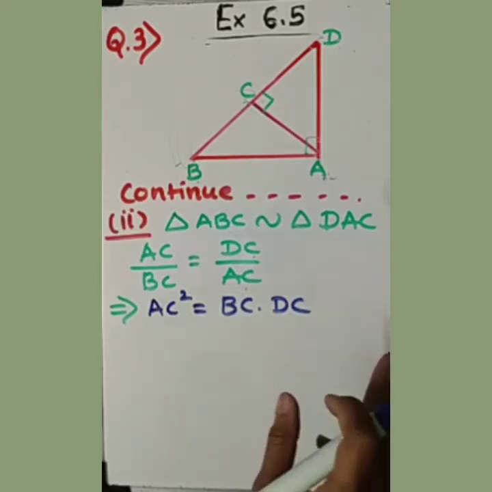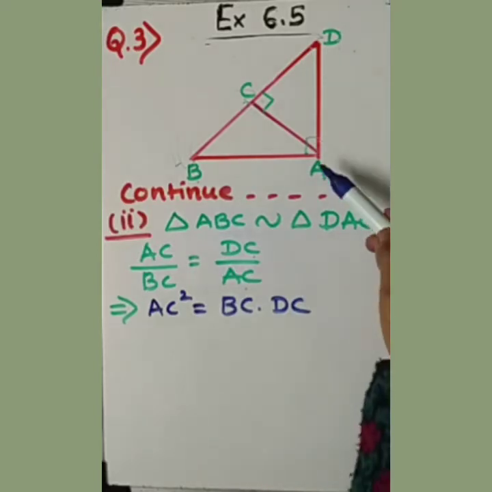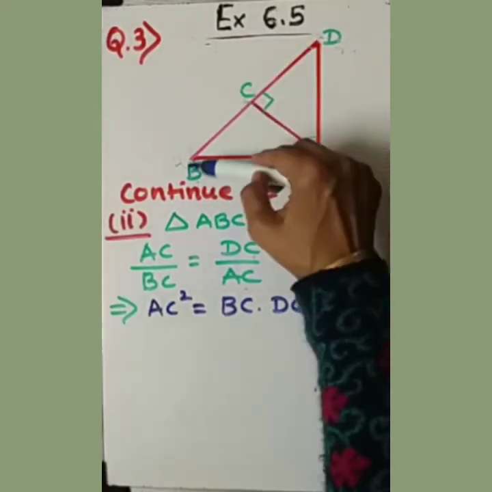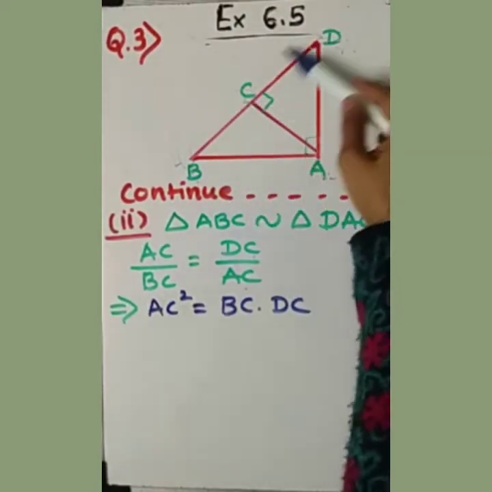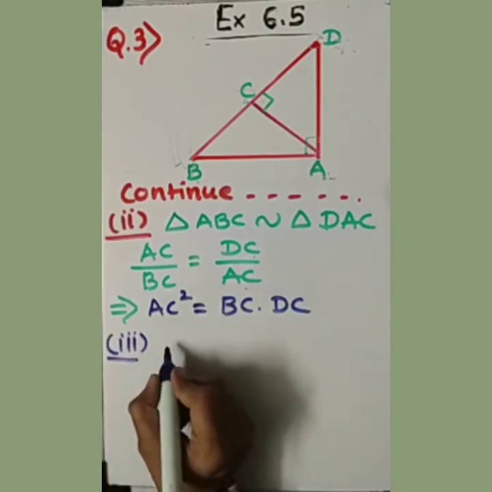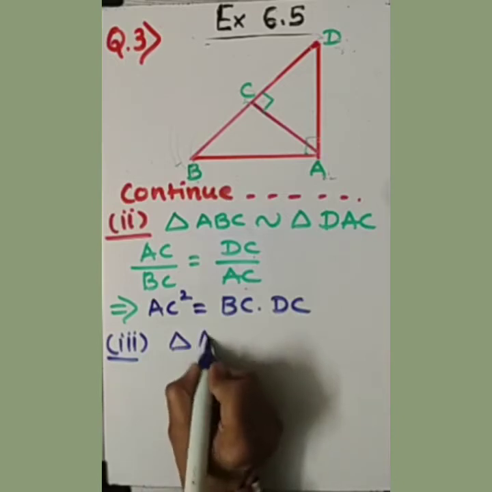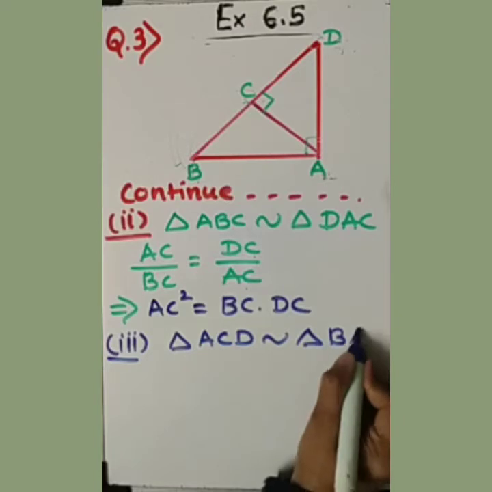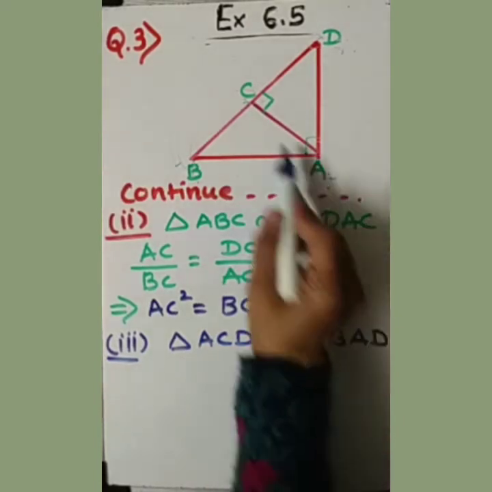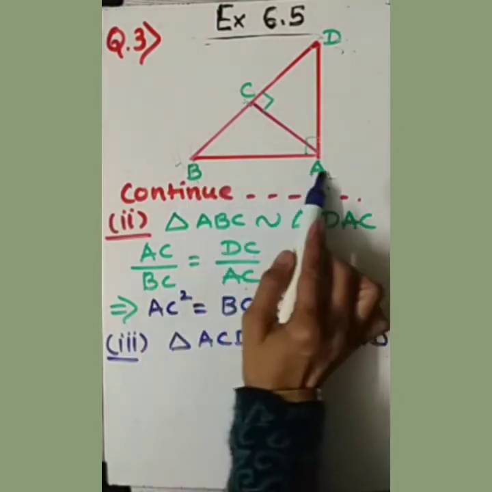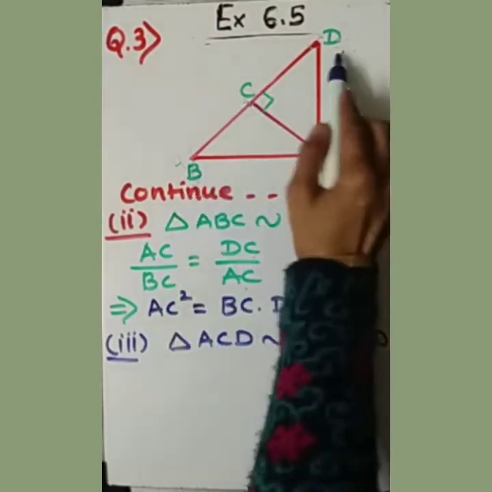In the third part, we have to prove AD square equal to BD, this full BD, into CD. Clear? So let's go with the third. How to do it? Let's see. We know that triangle ACD is similar to triangle BAD. This full triangle BAD.